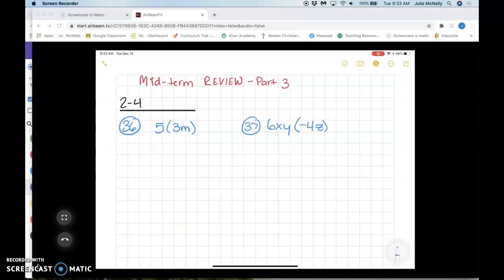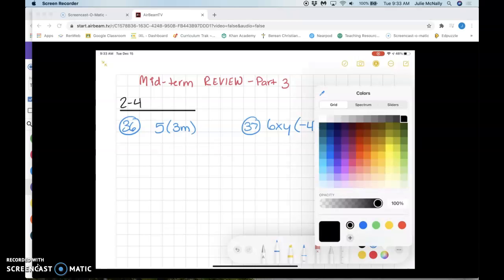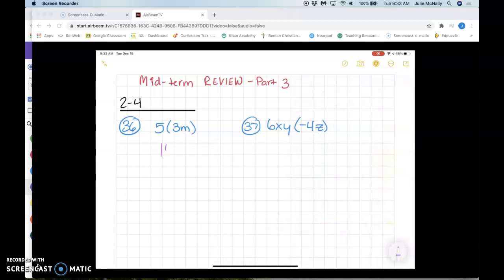We'll be right back. This part of 2-4, we are simplifying. That means we're combining like terms, but since we're multiplying, what can we do? So you do 5 times 3, and it'll be 15m. So you multiply the numbers and you just write the variable next to it. And that's it. And then what about 37?